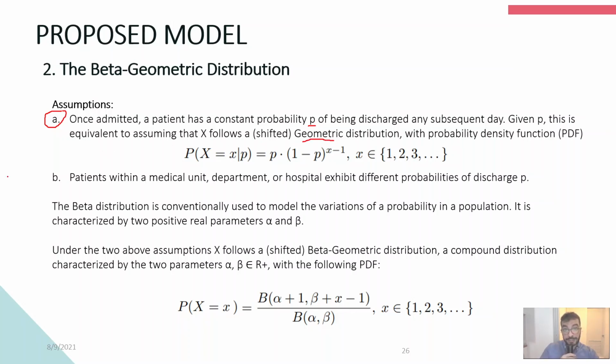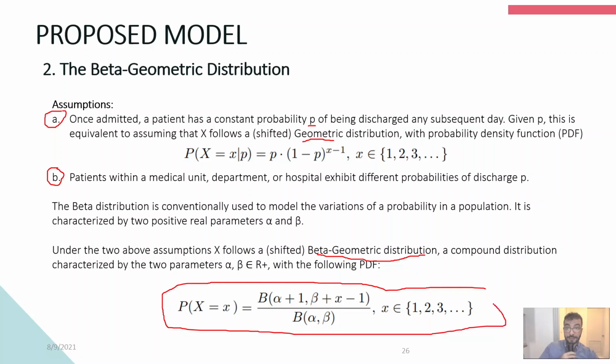Within a healthcare unit, it is reasonable to assume that different patients have different probabilities of discharge. So if we assume that P itself is a random variable, and the beta distribution is typically used to model random real numbers between 0 and 1, what we get is a beta geometric process. That is the number of trials before a success in a population with heterogeneous probabilities of success. Here we have the probability distribution function of the beta geometric. You can see that it's defined by two parameters, alpha and beta.